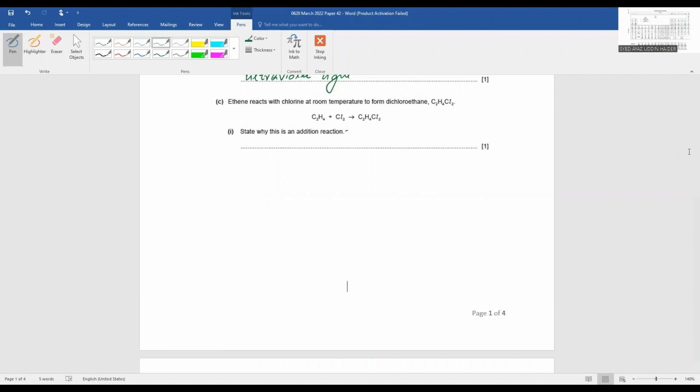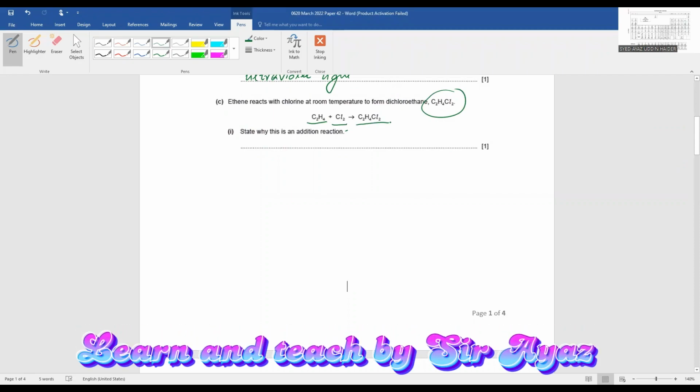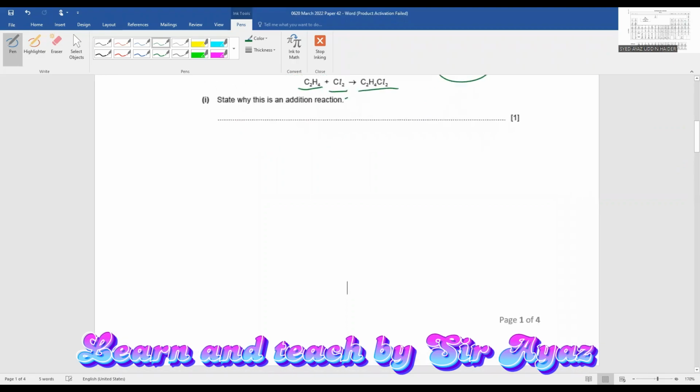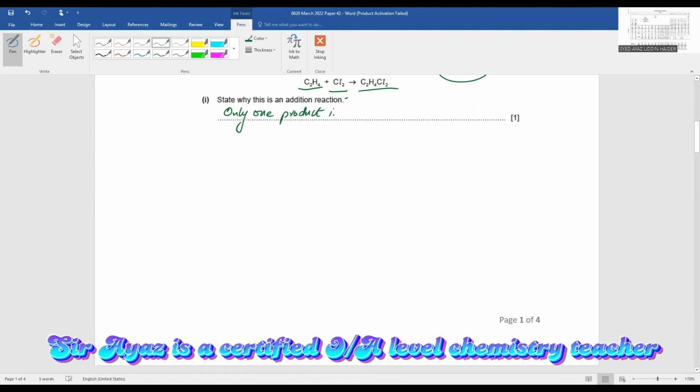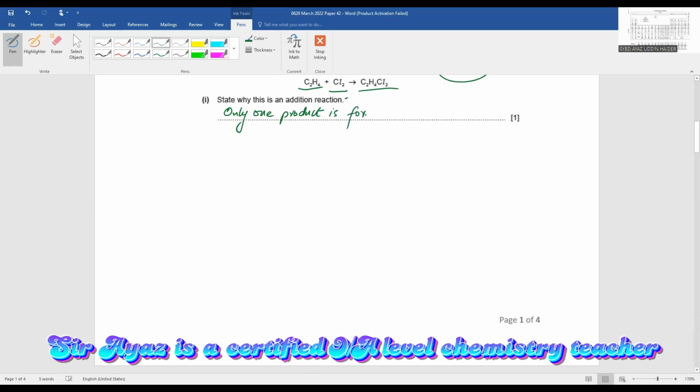Ethene reacts with chlorine at room temperature to form dichloroethane, C2H4Cl2. This is the reaction. C2H4 plus Cl2 gives C2H4Cl2. State why this is an addition reaction. The answer is very simple. Only one product is formed.